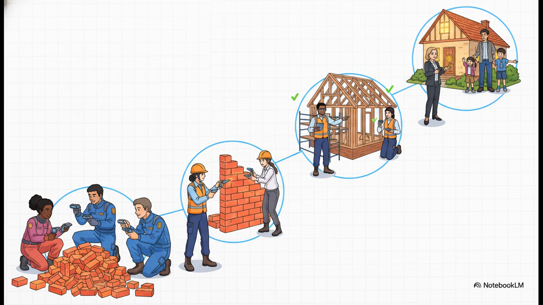Look, if you take away just one thing from this entire explainer, please make it this right here. The house metaphor is your secret weapon. Bricks are unit testing. Walls are integration testing. The finished house is system testing. And the owner's inspection? That's acceptance testing. You lock that in your brain, and you've basically mastered this whole concept.